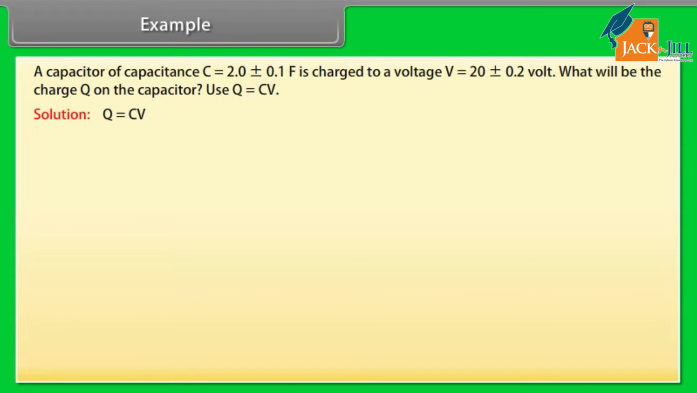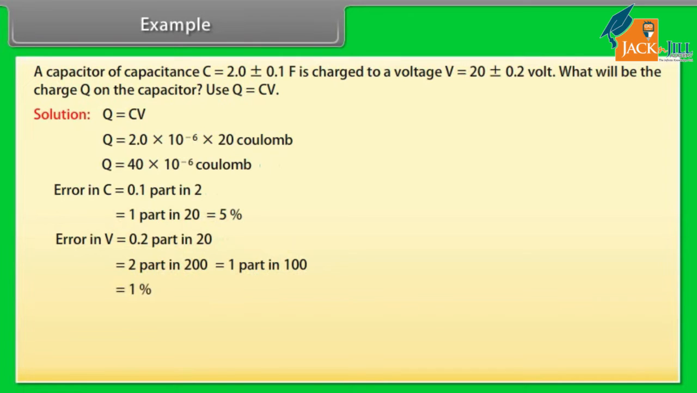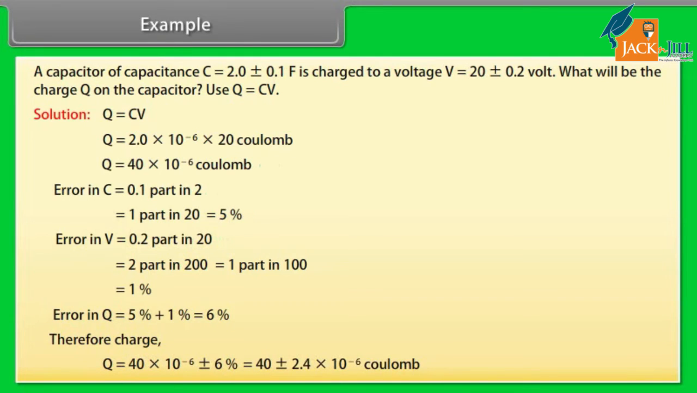Q is equal to CV. On calculating, we get Q is equal to 40 into 10 to the power minus 6 coulomb. Error in C is equal to 0.1 part in 2 is equal to 5%. Error in V is equal to 0.2 part in 20 is equal to 1%. Error in Q is equal to 5% plus 1% is equal to 6%. Therefore, charge Q is equal to 40 plus minus 2.4 into 10 to the power minus 6 coulomb.